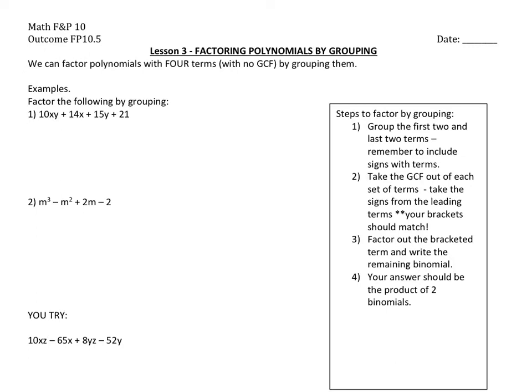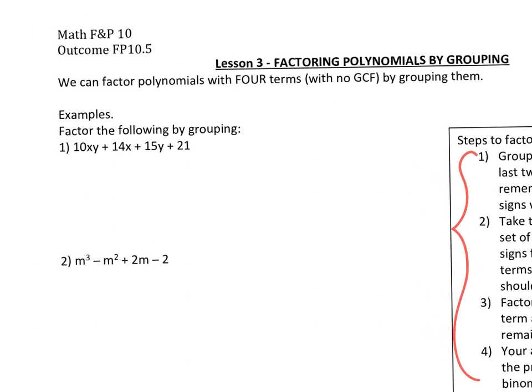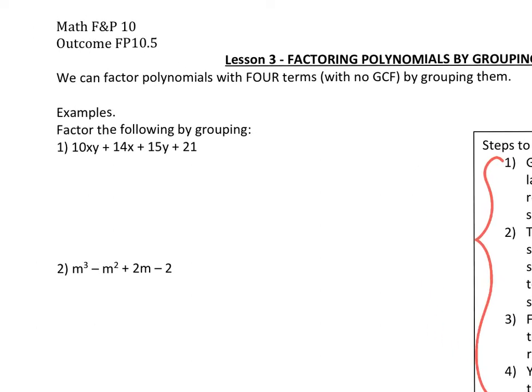So factoring by grouping, we use it when we have four terms and there's no greatest common factor to come out, okay? So what you're going to do is group the first two terms and group the last two terms. I've got the steps over here on the side. Take the GCF out of each, factor out the brackets, and then we'll end up with two binomial answers, okay? So let's go through an example together.